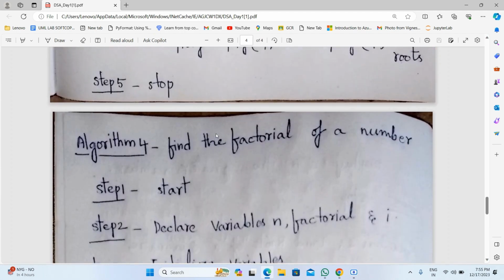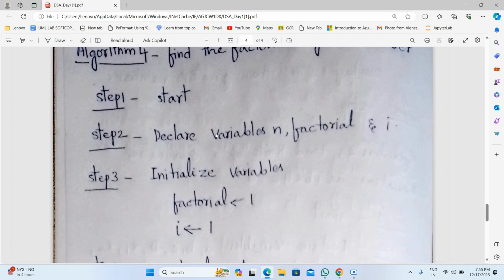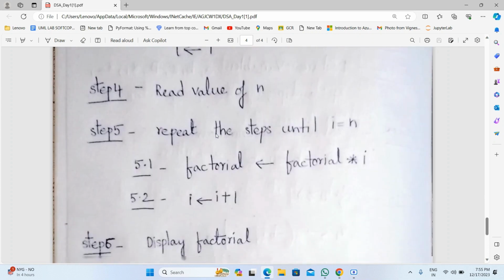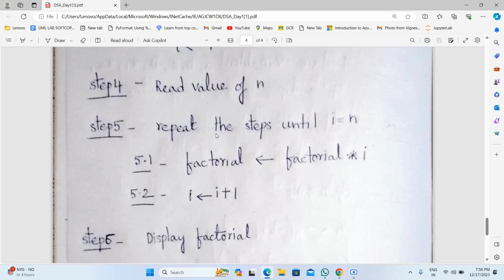Next, we'll see the fourth algorithm. Find the factorial of a number. Step 1. You start, then you declare the variables n, factorial and i. Next you initialize the variable factorial with 1 and i value with 1. Next you read the value of n. Next you repeat the below steps until i equal to n.